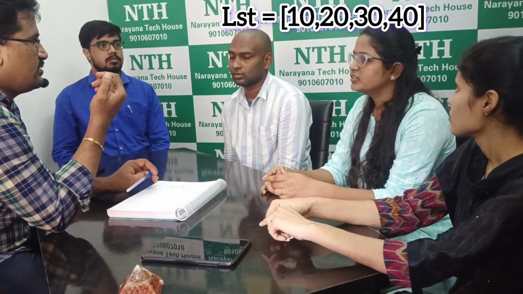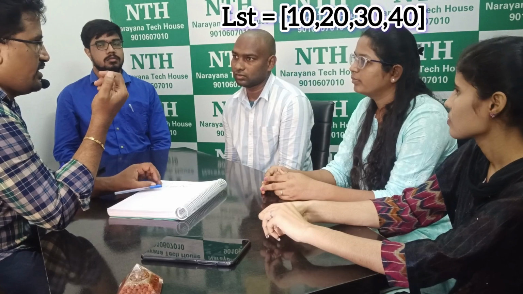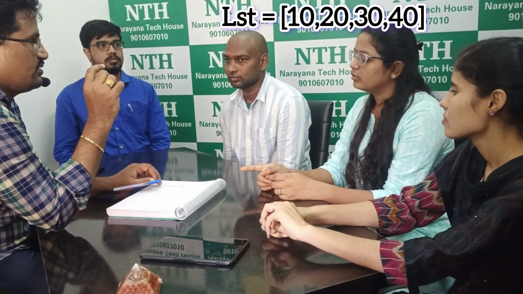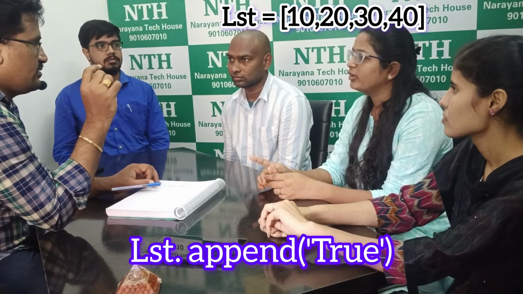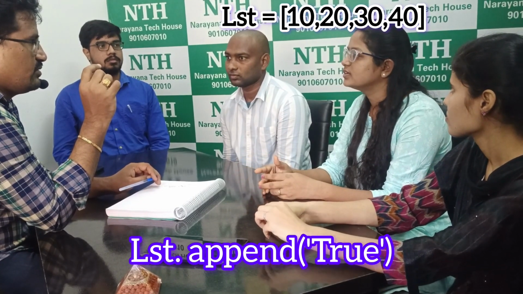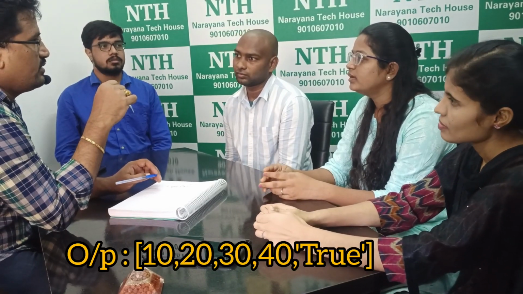Append is used to add elements at the last by default. Tell me the full syntax. Example: lst dot append of True. I want to add True. So the output will be 10, 20, 30, 40, True. Okay. Correct.